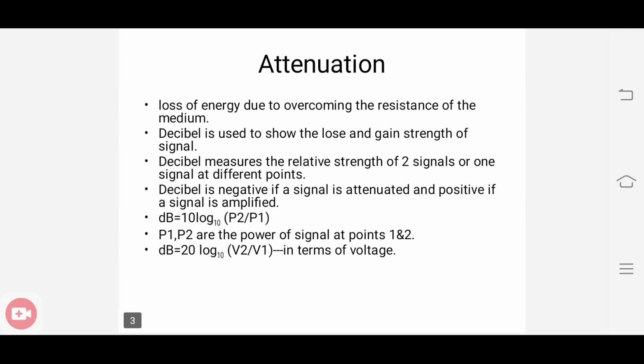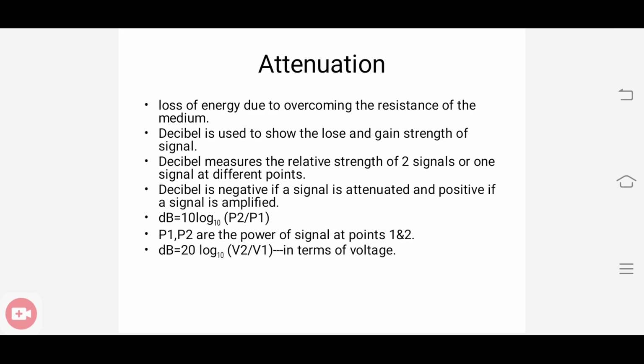So we can study the first cause of transmission impairment, that is attenuation. It is actually loss of energy in the signal. That is, the signal strength at the source is not equal to the signal strength at the receiver or destination. So we have to measure the signal strength at different points, and also we can compare the signal strength of two signals. For that there is a unit of measurement of attenuation, that is the decibel.